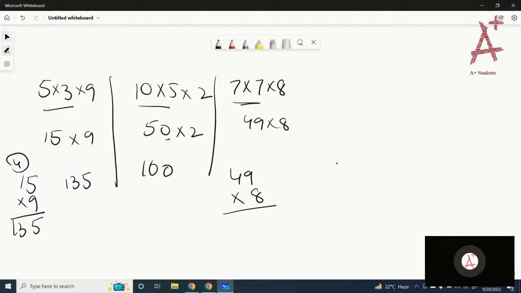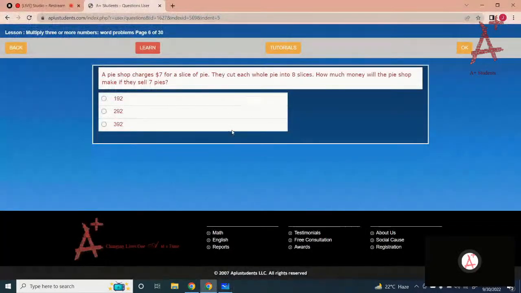8 times 9 is 72. So write 2 over here and carry 7. 8 times 4 is 32, and 32 plus 7 makes 39. So that would be 392. Got it? So select the correct option, that is 392, and move on to the next question.